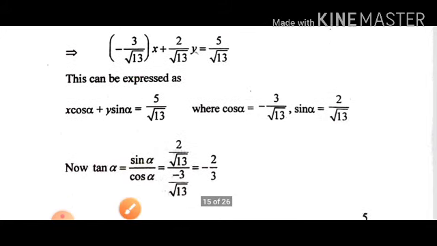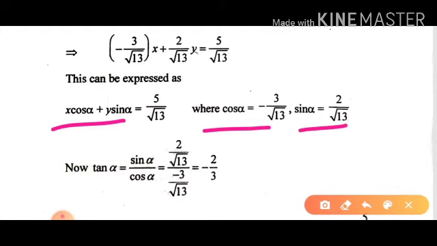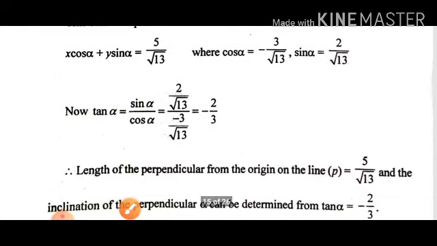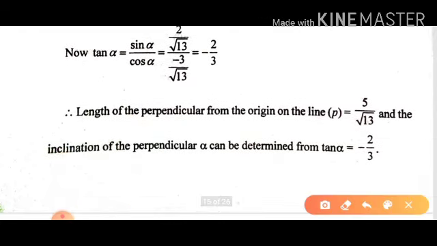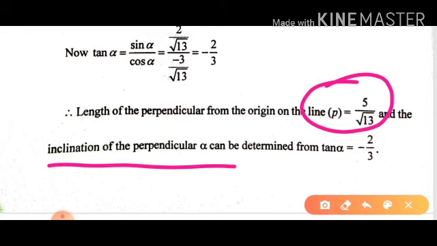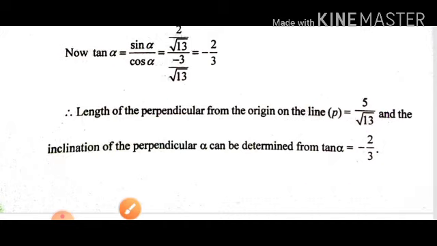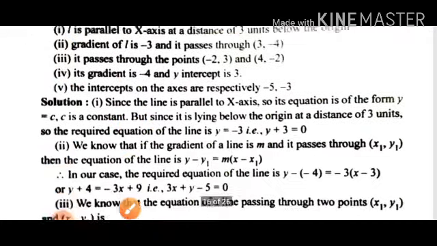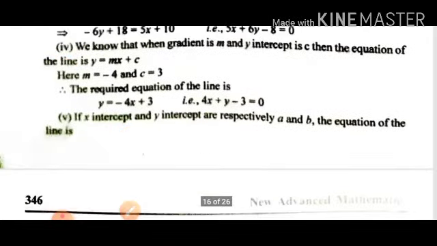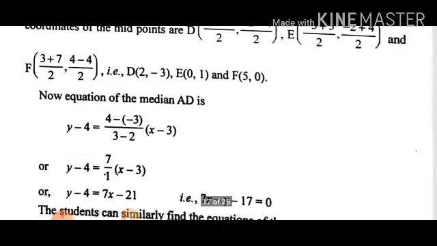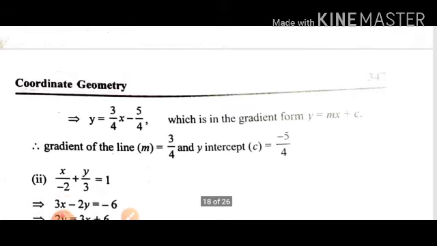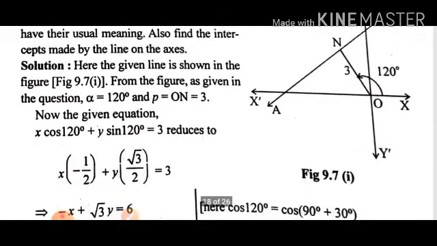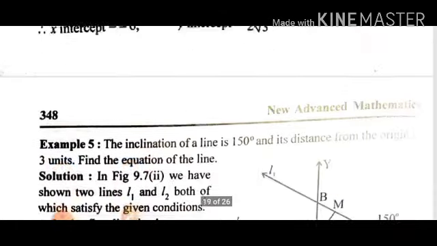We can write this one as this one, where cos alpha and sin alpha are this, and the length of the perpendicular is this one. They can find the inclination of that normal also, by finding tan alpha. So some examples are given. We'll go through the examples, then we'll head on to the exercise. Thank you so much. Go through this video and just try to understand. Thank you.